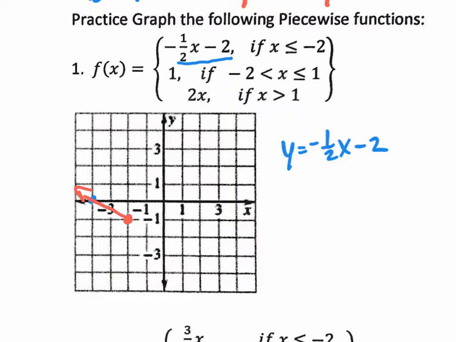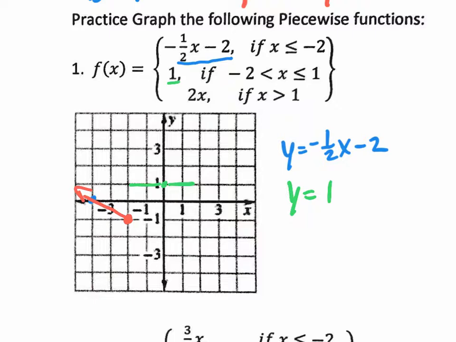Now the next one, let's look at it in green. It says f of x equals 1. That's going to be y equals 1. That's easy. Y equals a number. Is that a vertical line or a horizontal line? Horizontal. So you're going to go to 1. You're going to put a dot there. It's going to be a horizontal line right through that value.